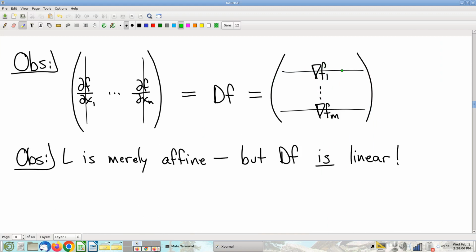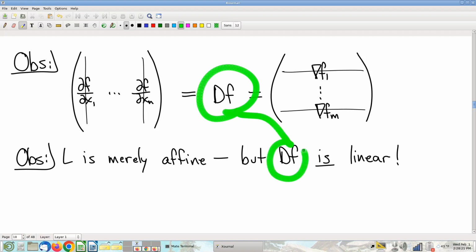Okay, last observation. We've already agreed L is not actually linear. It's kind of awkward, right? They call it a linear approximation, but it's not linear. That's annoying. The reason they call it a linear approximation is because the thing that's doing most of the heavy lifting there, being a matrix, is linear. So there's a constant term in there, okay, whatever. But the thing that's doing the work is a linear thing.